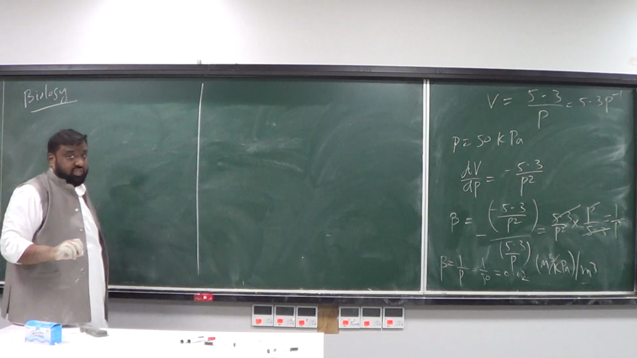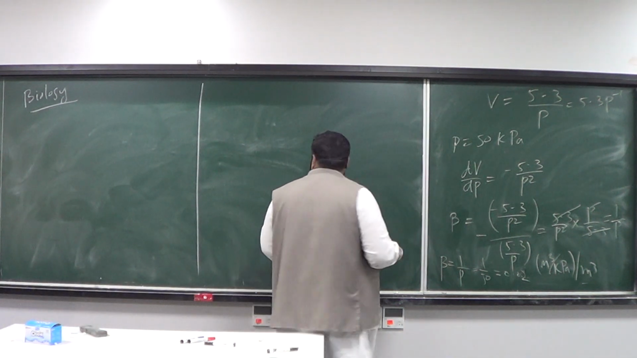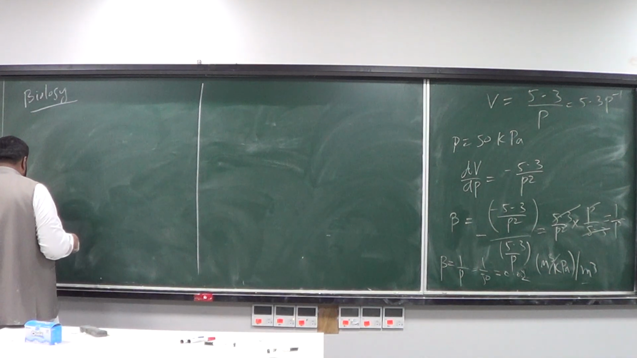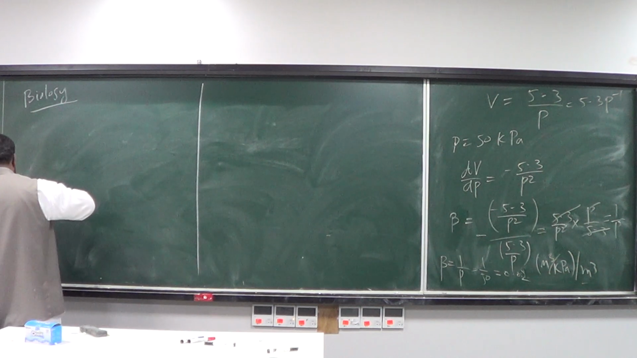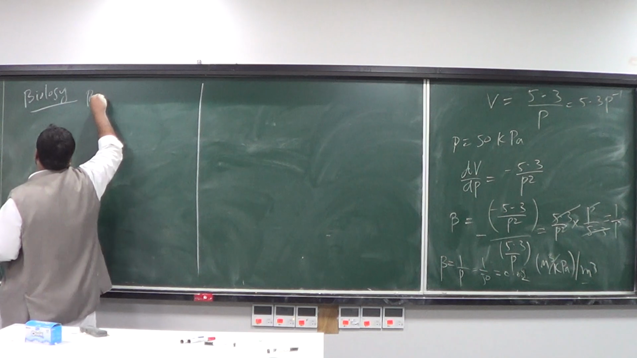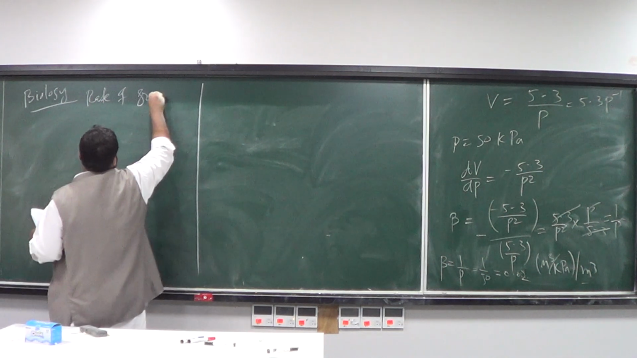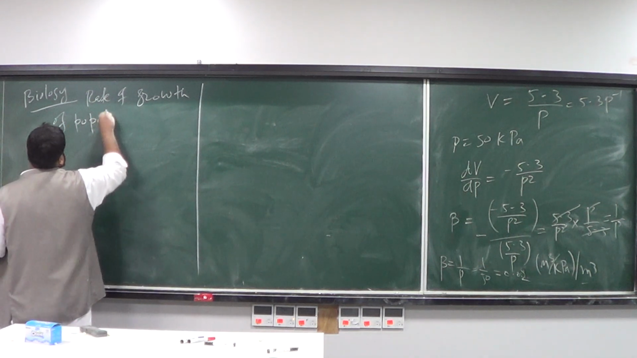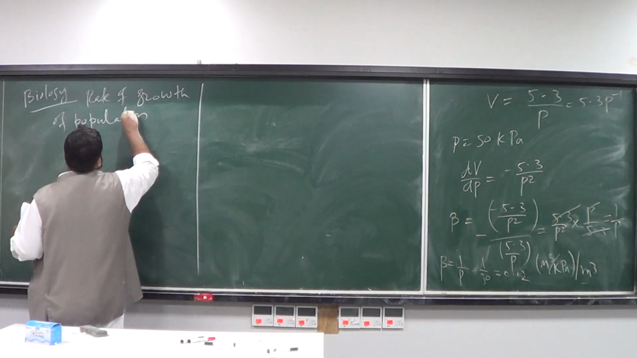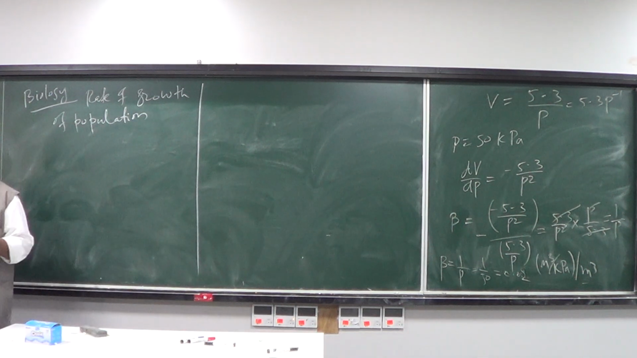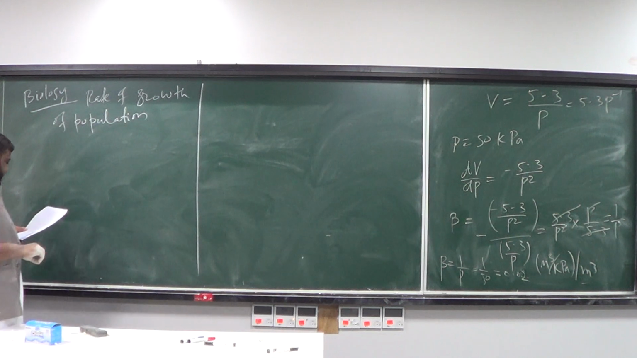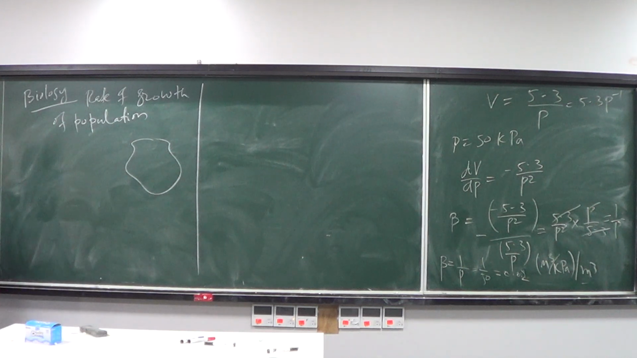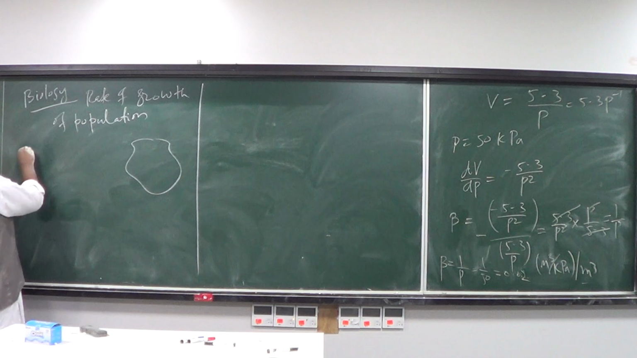Let's do an example from biology. The first example is the rate of growth of a population. So imagine you are talking about a region.